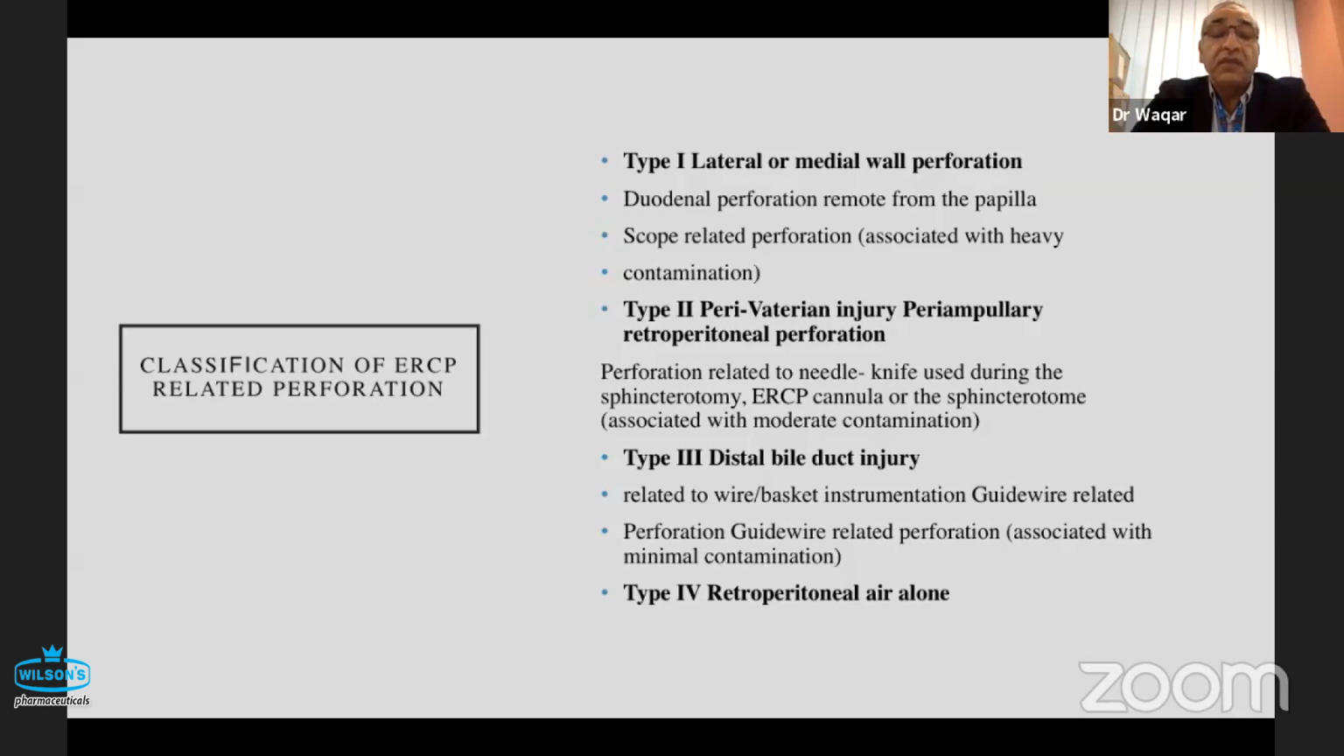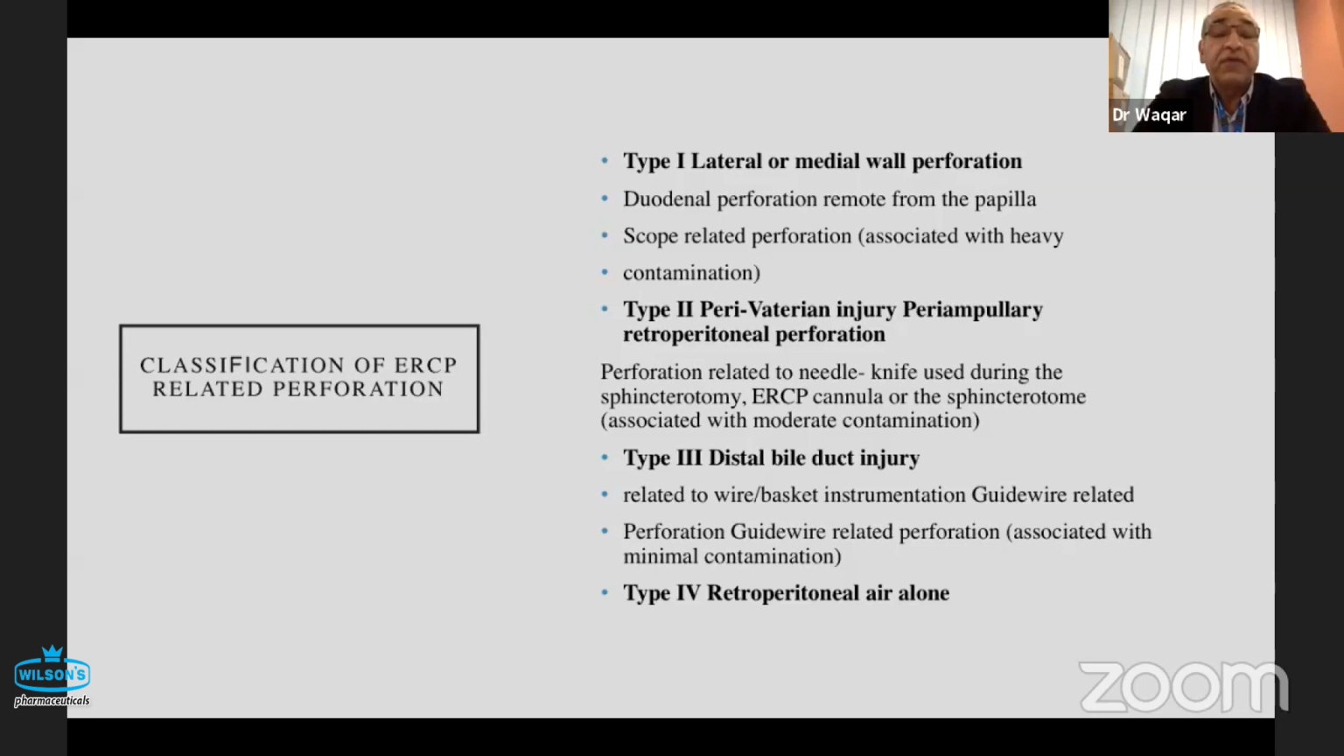This can be associated with just leakage of air, and at times, if you are lucky, it might seal itself off, but it becomes significant when there is fluid or bile or duodenal contents associated with air in the retroperitoneal space. That might require surgical or percutaneous drainage and treatment.